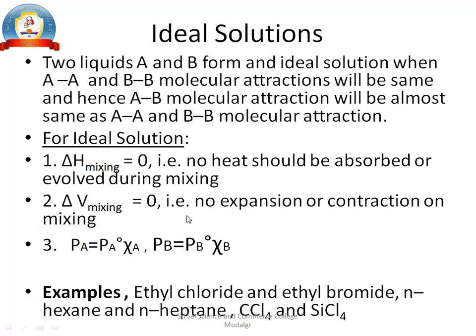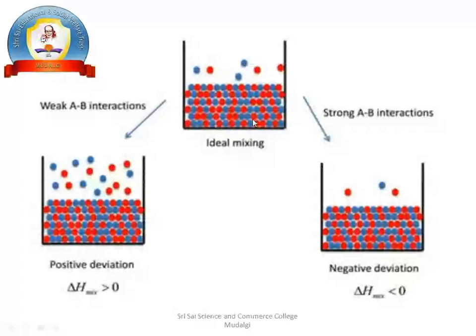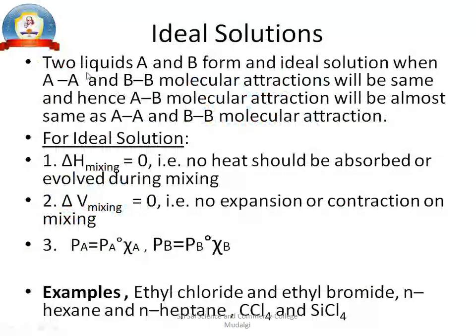Right? So, ideal solution, as I told here in the diagrammatic part: the red ball refers to solute and the blue ball refers to solvent. When the force of attraction between the solute and solvent is the same, then it forms what? Ideal mixing. So here you can see the characteristics. The two liquids A and B form an ideal solution when AA and BB molecular attraction are the same, and hence AB molecular attraction will be almost the same as AA and BB.